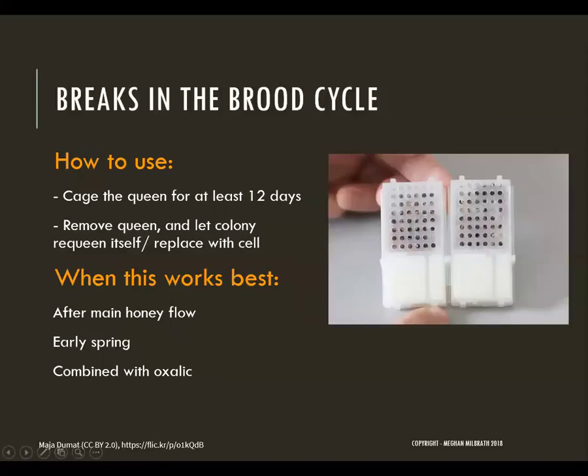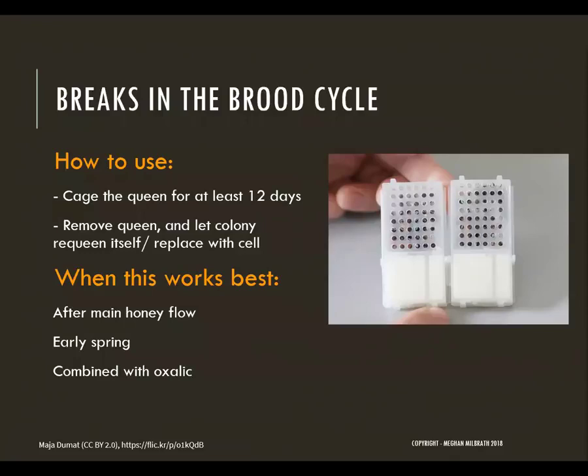There's a variety of cages that you can use, including ones where the queen is caged, but the workers can come in and out, which increases her pheromone. You want to keep her caged for at least 12 days, because that's how long the workers are capped.